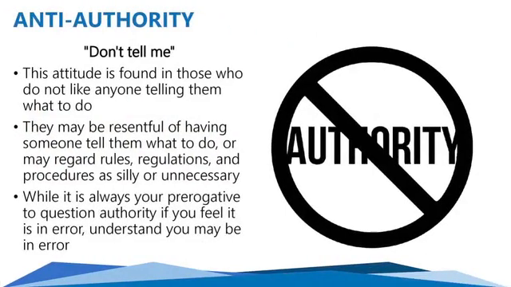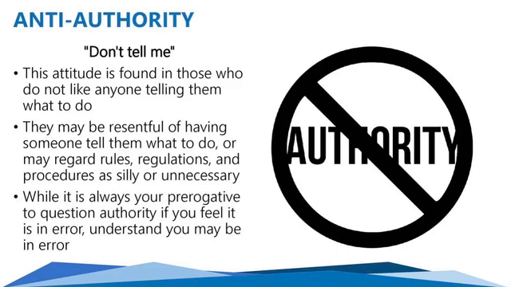Okay, so first one we're going to look at is anti-authority. This is the don't tell me attitude. So this is folks who do not like authority and do not like to be told what to do. They're going to do it their own way, regardless of rules and regulations and procedures. They're basically going to think that this is kind of silly, and what's worked for them in the past is going to work for them in the future. And any time that this occurs, this is probably one of the more serious of the 5, even though they're all serious. But this is the one you want to think about. So anti-authority is don't tell me.